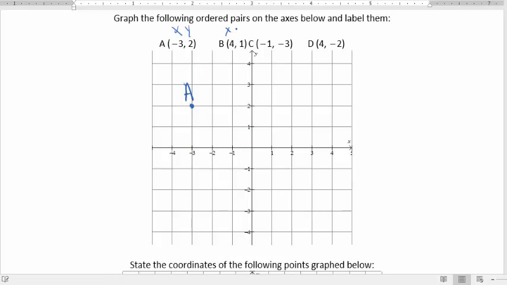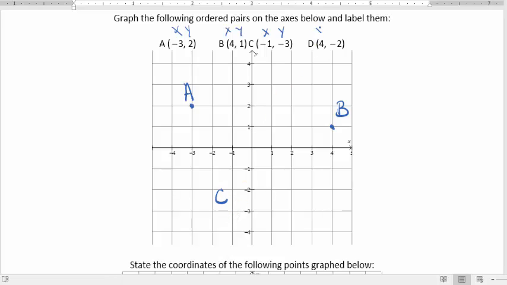Now point B, again, same idea. X is 4, Y is 1. So X being 4 tells us we go 4 to the right, and then Y being 1 tells us we go up 1. So I went right and up, so I'm in the first quadrant, and there's my point B. And now point C is (-1, -3). So -1 tells me I go left 1, and -3 tells me I go down 3. So I arrive here in the third quadrant, and that's my point C.